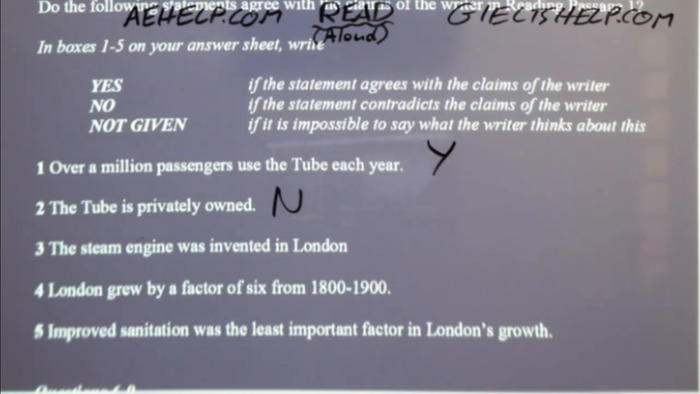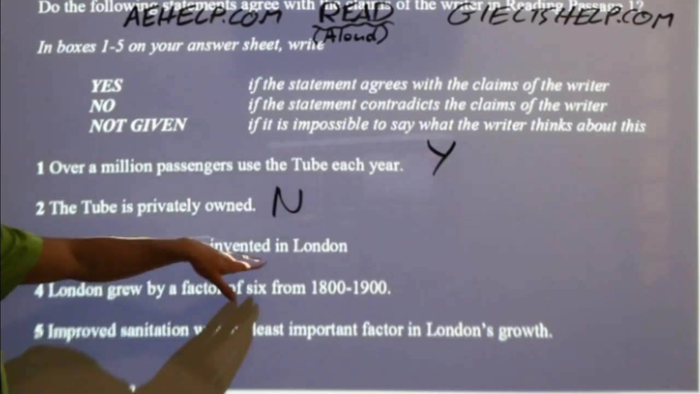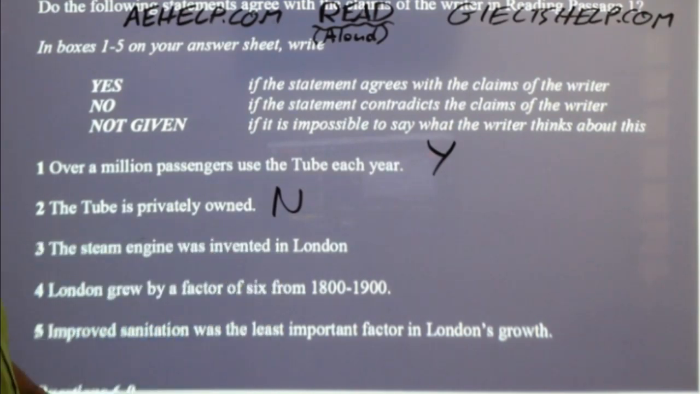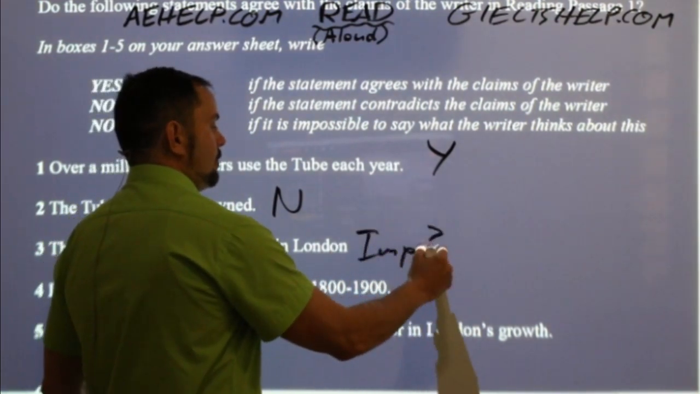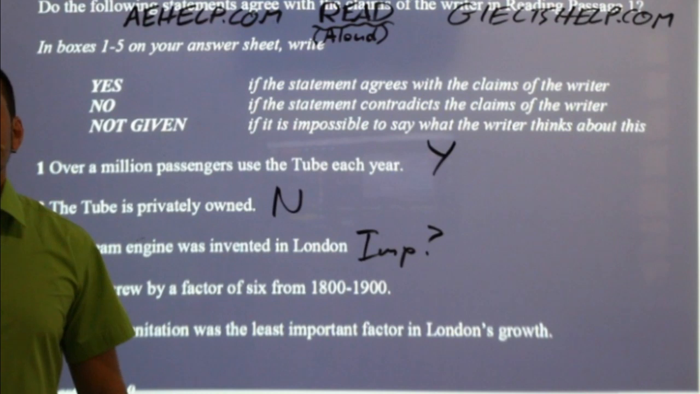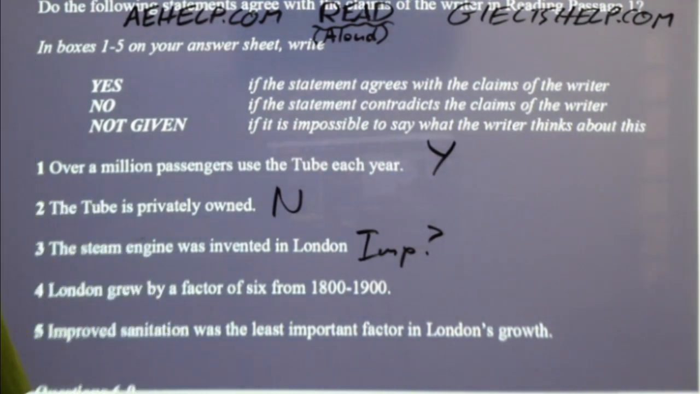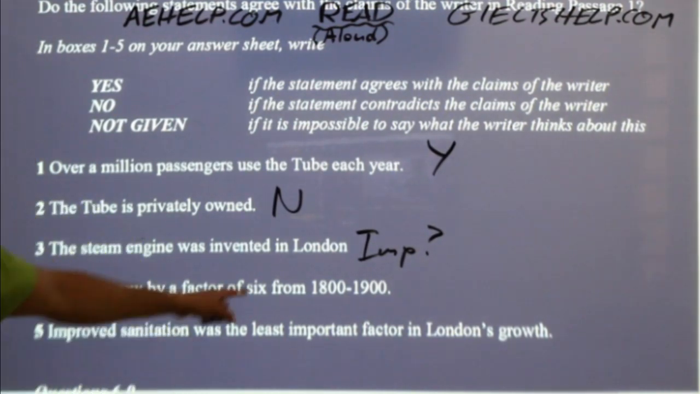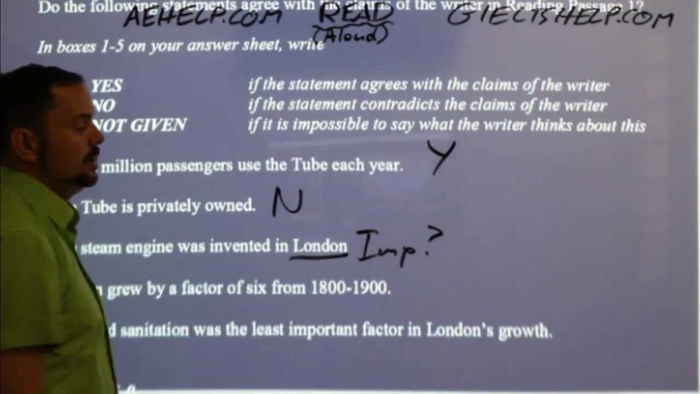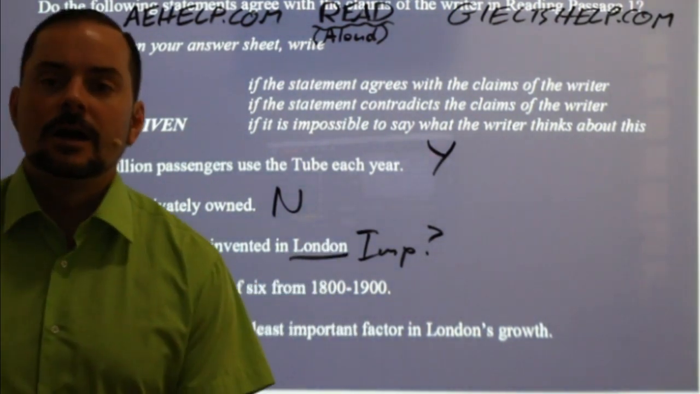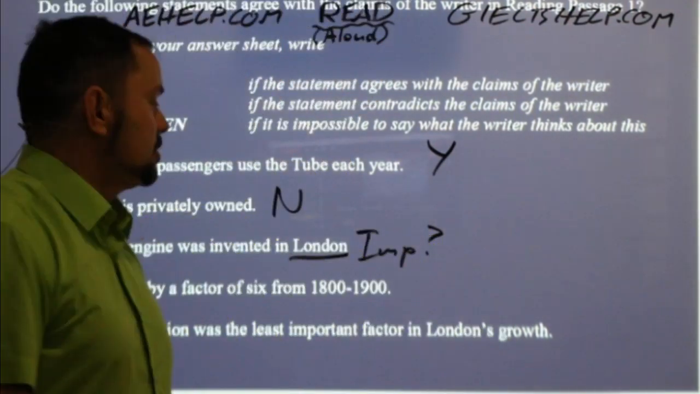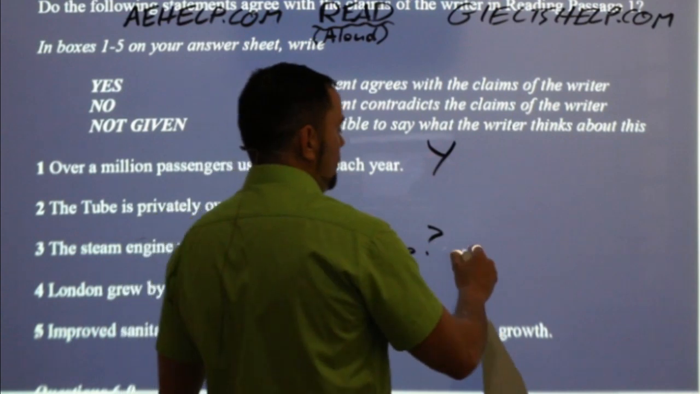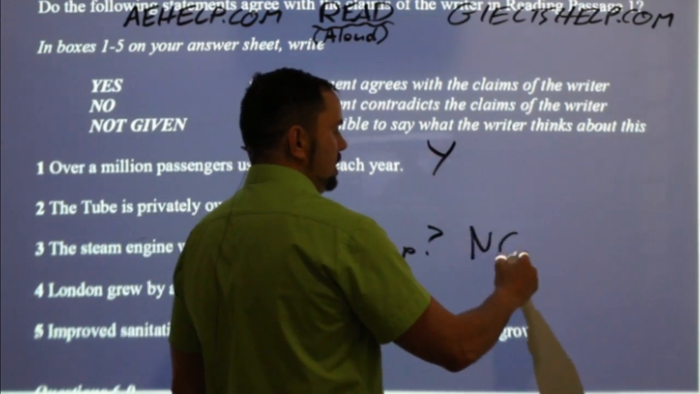Rangana. All right. The steam engine was invented in London. Is it important? Is it important to know that the steam engine was invented in the city of London for the London Underground? Okay, so many of you are saying no. So if you're saying no, then it's simply not given.